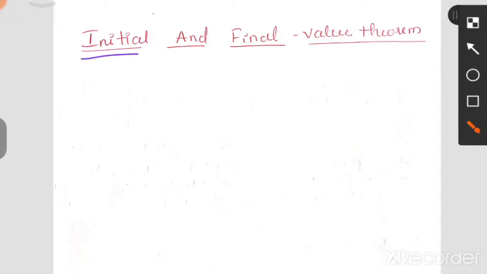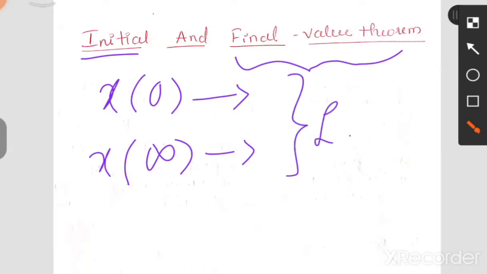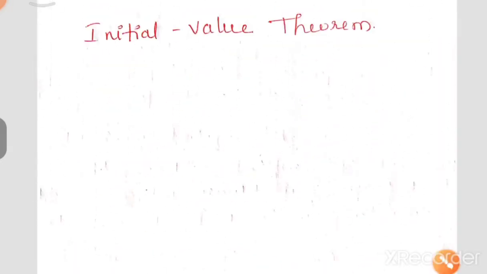Initial value theorem is used to find the initial value of the system, that is x of 0. Similarly, final value theorem allows us to find x of infinity, that is the final value of the system, directly by Laplace transformation. Okay, we'll see one by one.